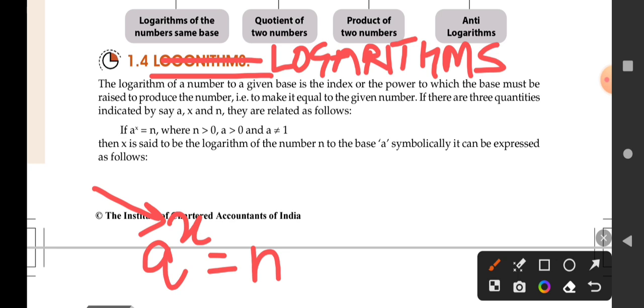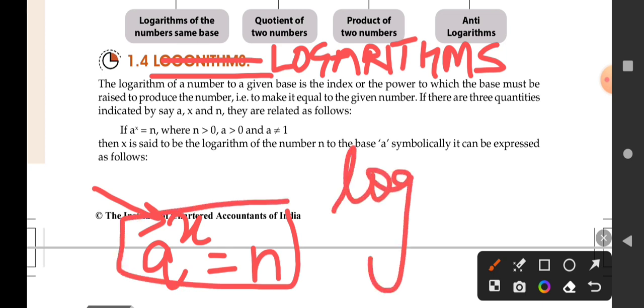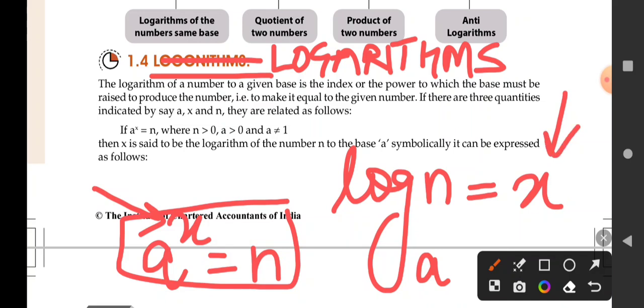Also in the form of logarithm, if I write this equation in form of log, how can I write this? Log n to the base a is equals to x. Here x is also log n to the base a.